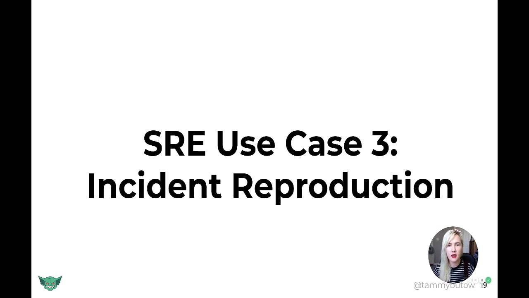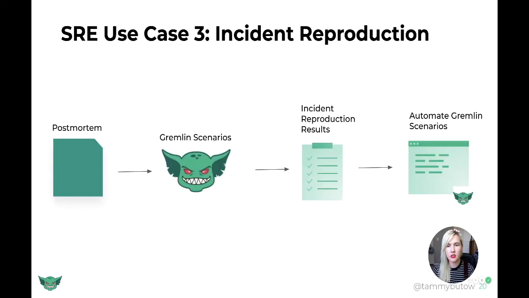Now let's look at SRE use case number 3, incident reproduction. Here what we do is we take the postmortem, we then create a Gremlin scenario, and we actually reproduce the incident using Gremlin. So we run that incident again after we've completed those top priority action items and make sure that if this incident did happen again, we wouldn't have a high severity incident. We wouldn't be impacted again.